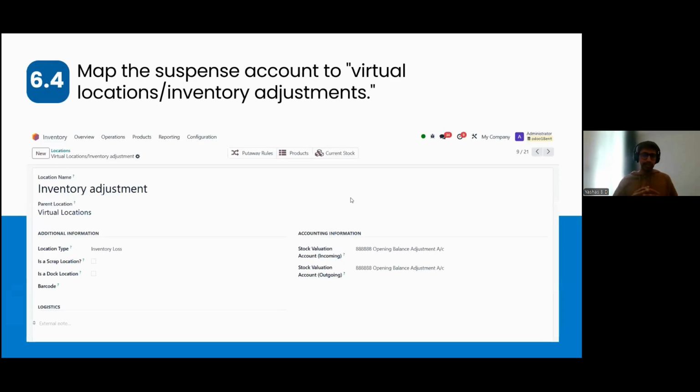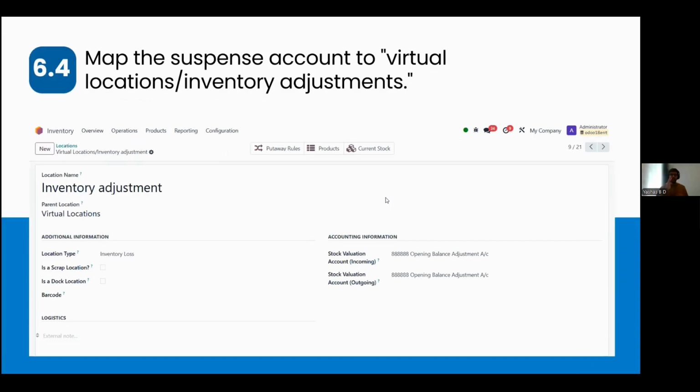So basically, first there is a location in Odoo called inventory adjustment, which is part of the virtual locations. Ideally, if you go to inventory masters and the settings, and open locations, this particular location is hidden. You have to remove the filter to get the virtual locations, and in the virtual locations, you can find this inventory adjustment. That is, virtual locations, inventory adjustment.